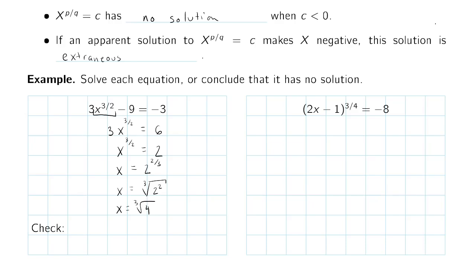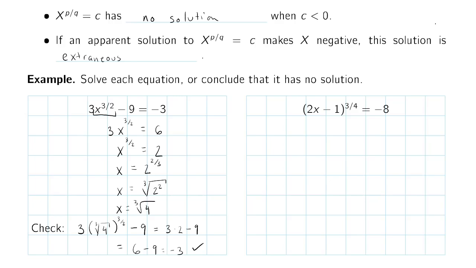So let's check this, right? x is the cube root of 4. So we have 3 times the cube root of 4 to the 3/2 minus 9. And putting the cube root of 4 in parentheses to the power 3/2 into our calculator, we get that that's just 2. So we have 3 times 2 minus 9. That gives us 6 minus 9 is -3.